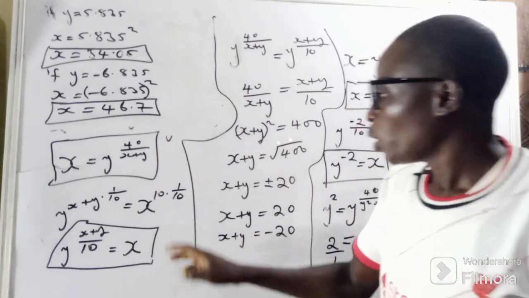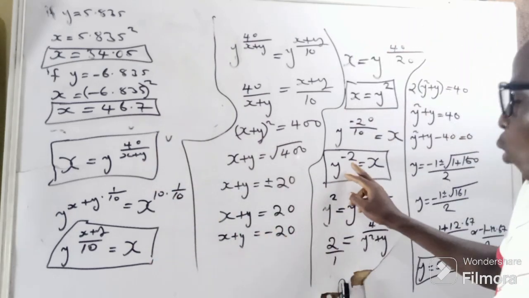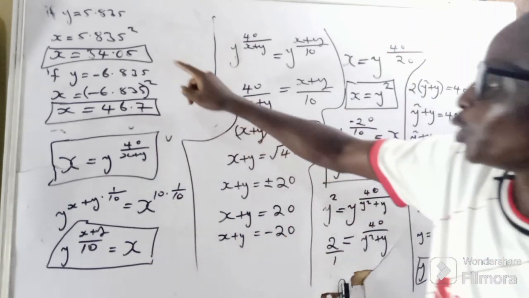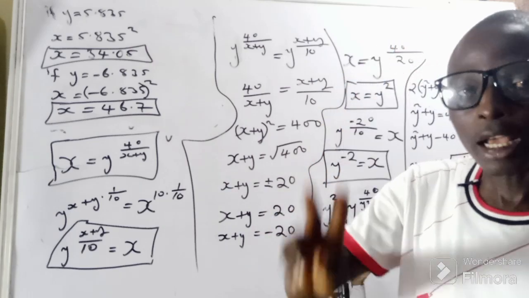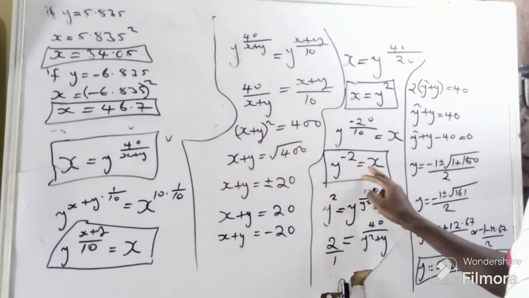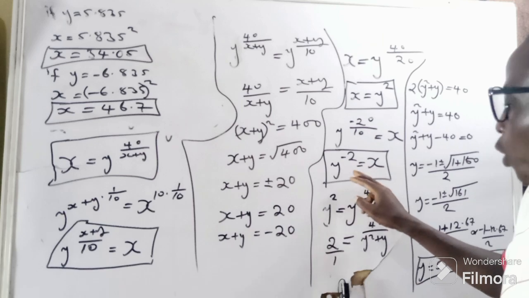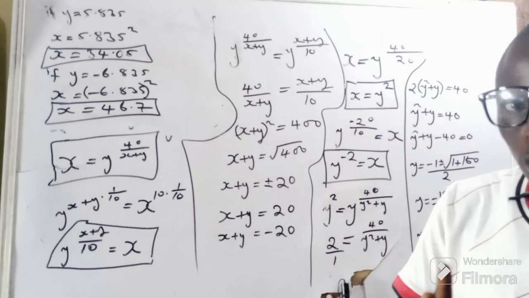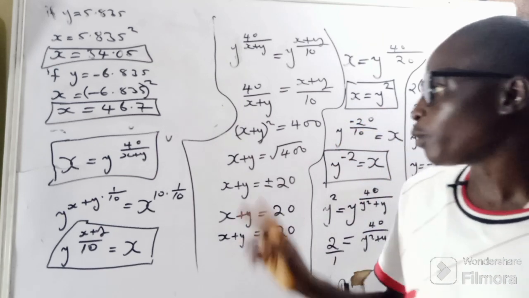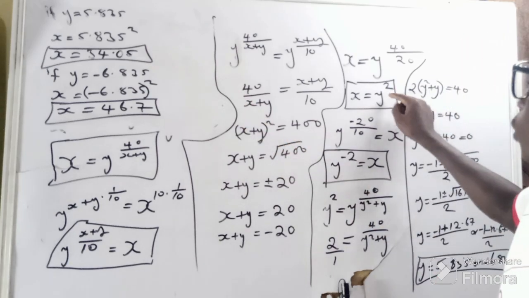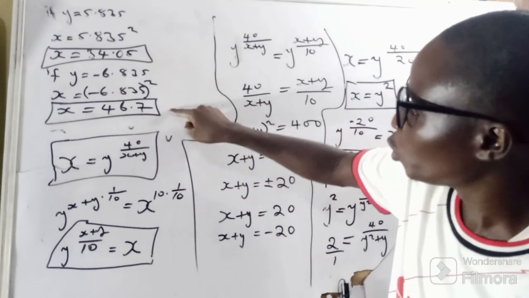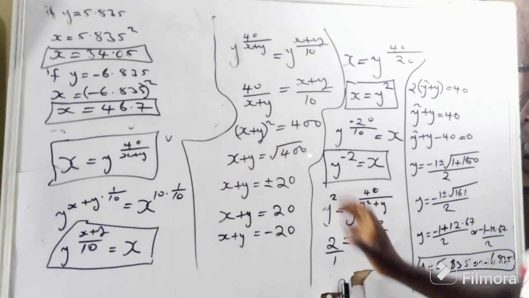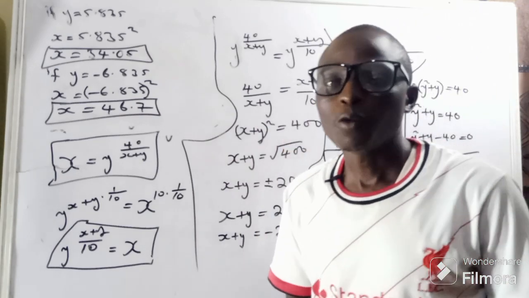So viewer, consider the second one and find the other 4 values. That means 2 for x and 2 for y. When you consider this equation, you are going to get 2 sets of values for x and 2 sets of values for y. And as for the first equation, x is equal to y squared, these are the 4 sets of values, 2 for x and 2 for y.